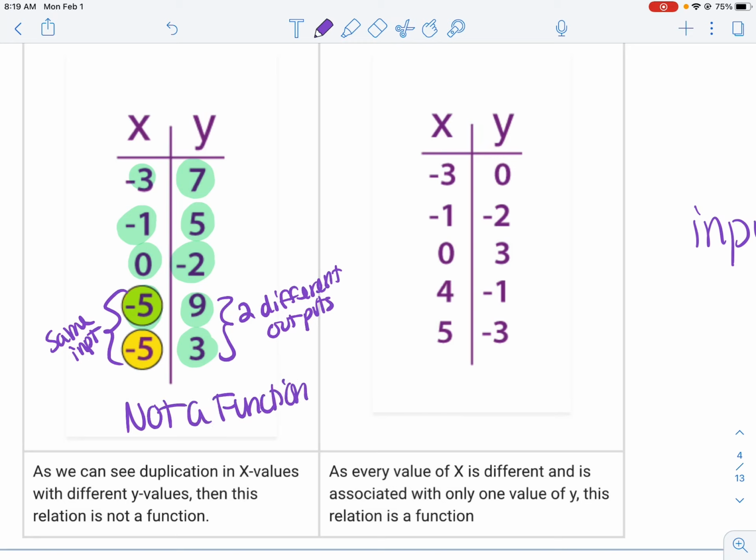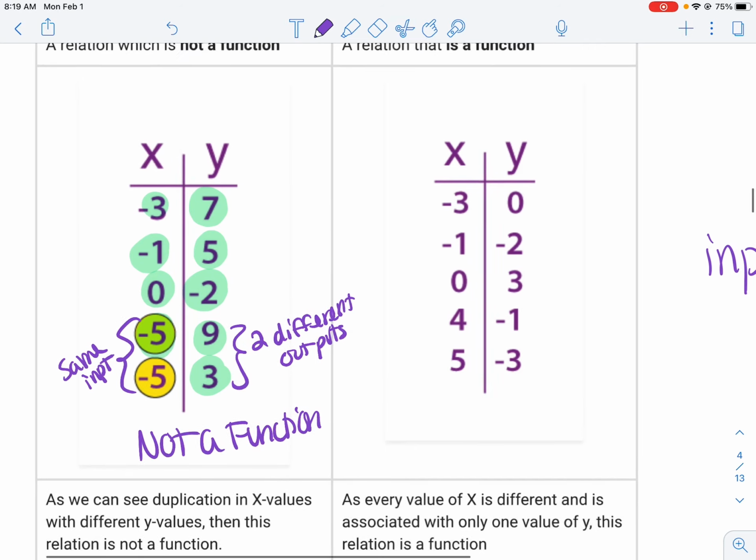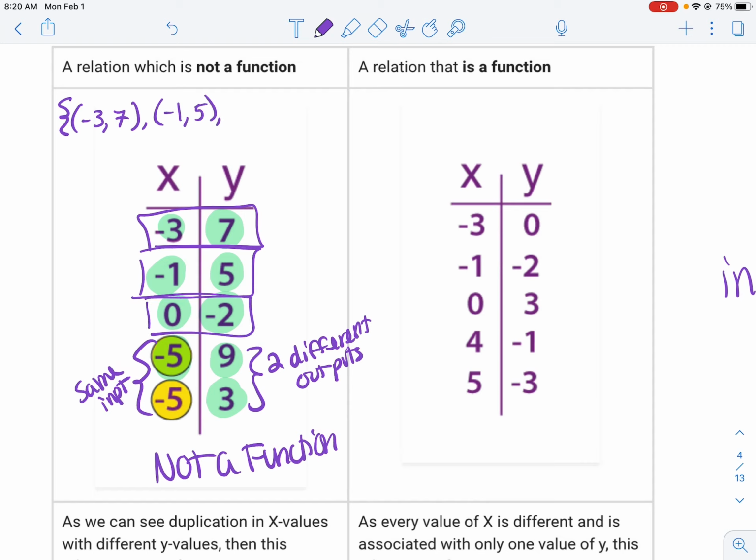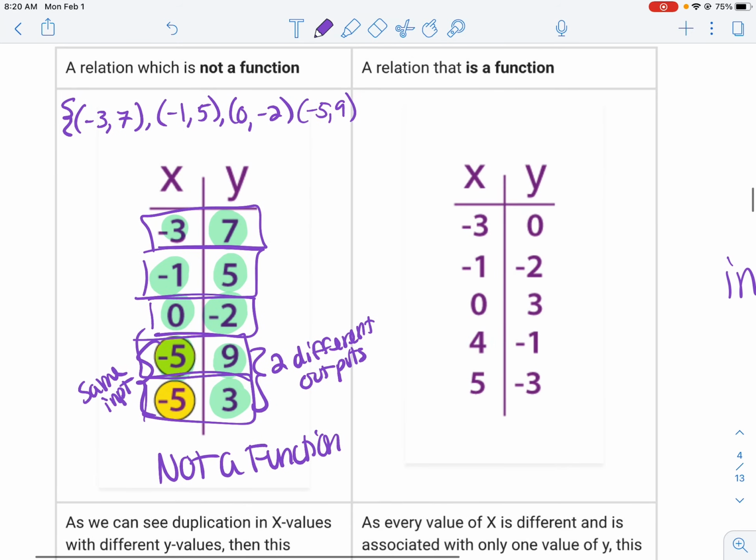One of the things it might be easiest to do is to list your table as a set of points. To do that, we would use the set brace, and then we would just go ahead and list them out. So (-3, 7), (-1, 5), (0, -2), (-5, 9), and run out of room, (-5, 3), right? So that's just a set of points.